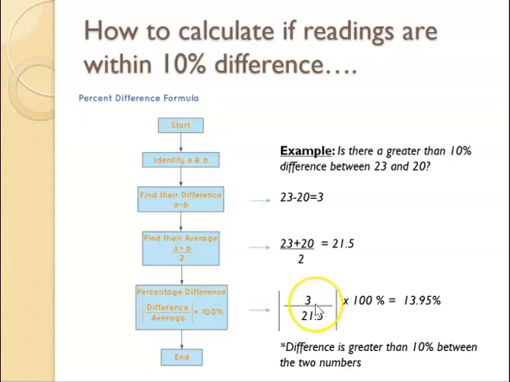Then you're going to take the difference divided by the average, multiply it by 100, and that's going to give you your percentage. And the percentage on this example is 13.95, which is greater than 10%. So if you ended up with these two counts for your hemocytometer counts for each side, you would have to repeat your count because it's not within 10%. A difference greater than 10% between the two numbers, the count has to be repeated.